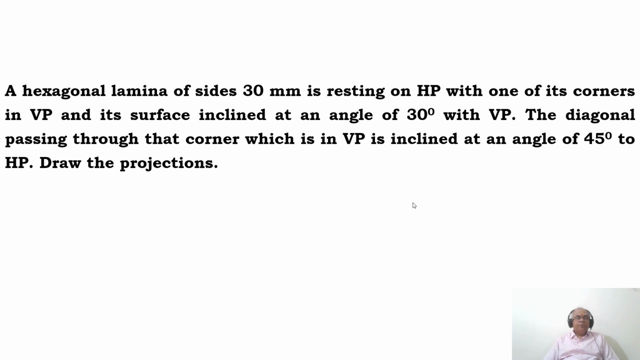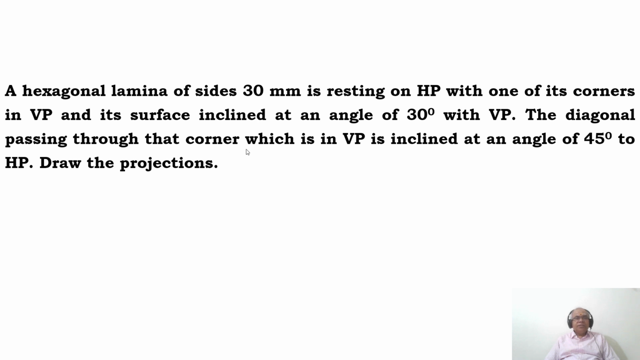Now, in this video, we are going to take up one more problem on projections of laminas. How to analyze this problem in 3 dimensions and write the solution on the sketchbook. The problem reads: a hexagonal lamina of sides 30 mm is resting on HP with one of its corners at VP, and its surface is inclined at an angle of 30 degrees with VP.